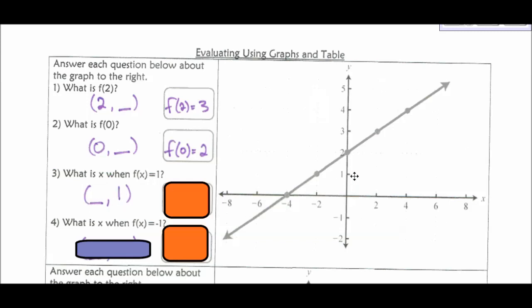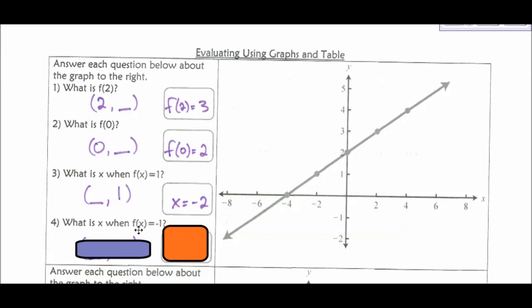So I'm going to go to a y value of 1 and just scroll over to my line, figure out where my line is at that time. And it's right there. So my x value there is -2. So x equals -2. Again, you can write that as an ordered pair if you want. (-2, 1) describes the exact same information as what this is asking.